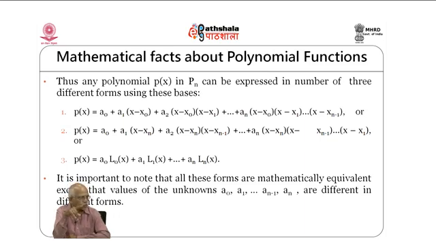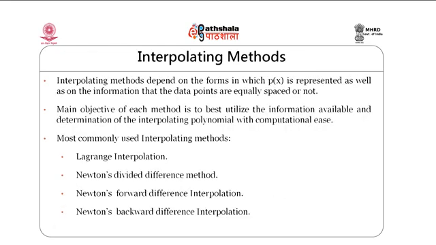So, these are the various forms of the polynomial representation. It is important to note that all these forms are mathematically equivalent, except that the values of the coefficients a 0, a 1, a 2, a 3, up to a n are different in different forms. Now, what are the interpolating methods here?